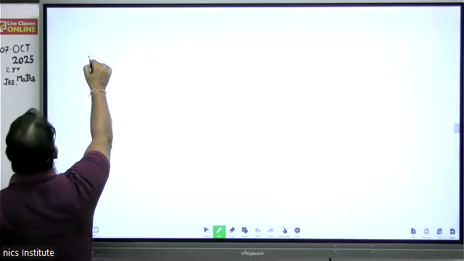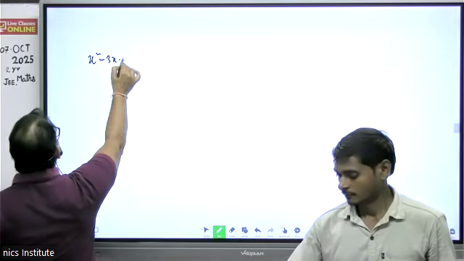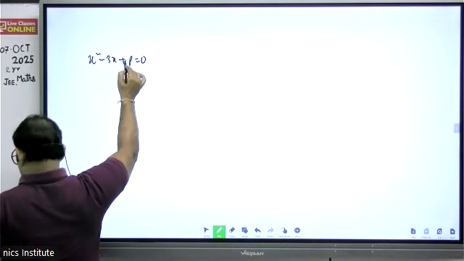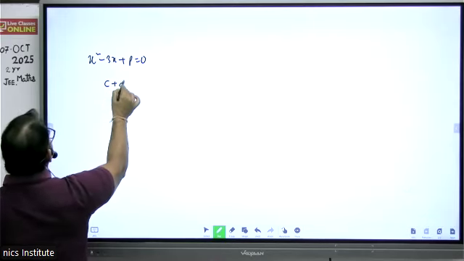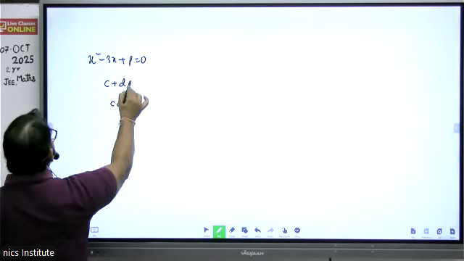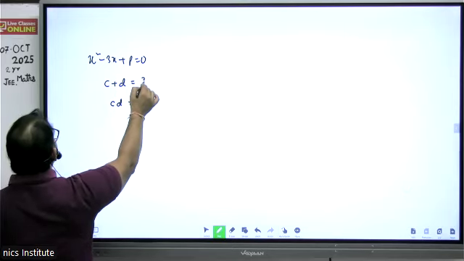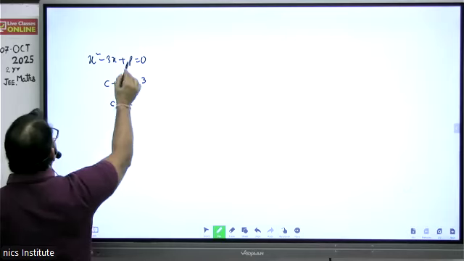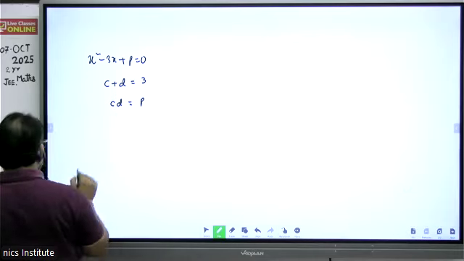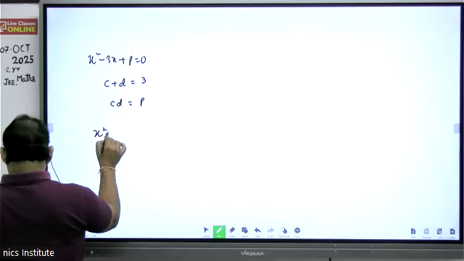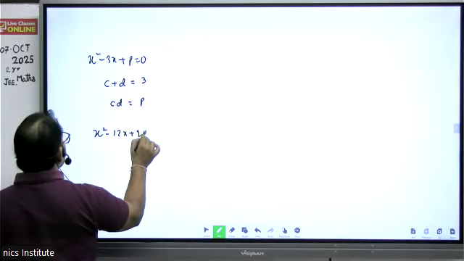So it's a quadratic equation x square minus 3x plus p. So you can take the roots. Roots are c and d. So sum of roots you can apply, product of roots you can apply. Sum of roots is minus b by a, so it will be 3, right? And this would be p. Then you have another quadratic equation, x square minus 12x plus q equal to 0.